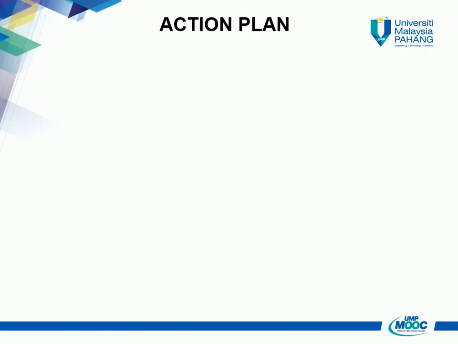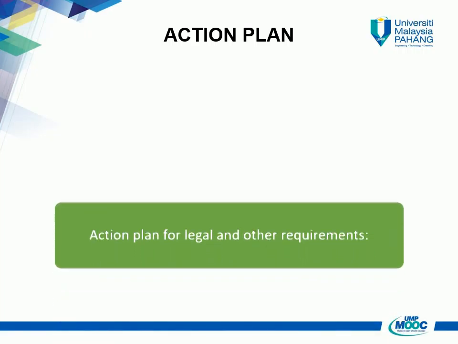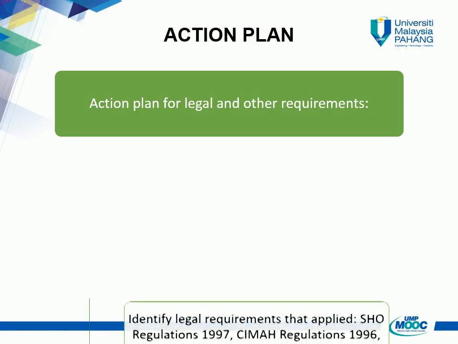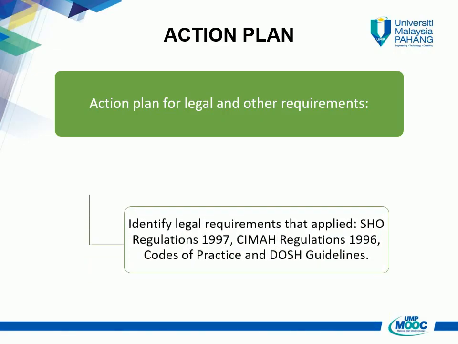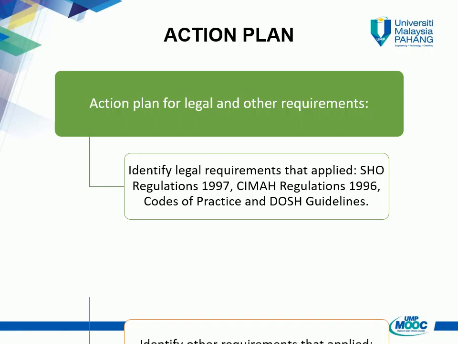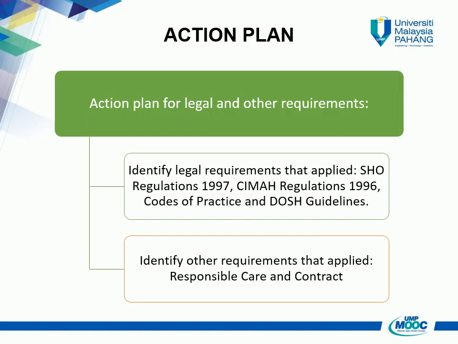Action plan can be created either for legal and other requirements or for OSH arrangements. The steps of action plan for legal and other requirements include: first, identify legal requirements that apply to the organization like SHO Regulations 1997, CIMA Regulations 1996, Codes of Practice and DOSH Guidelines, and second, identify other requirements that apply to workplace like responsible care and contract.